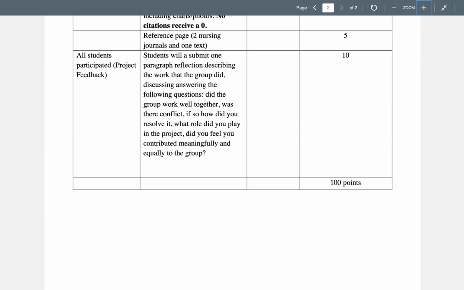What role did you play in the project? Were you the leader? Were you the researcher? Were you the one putting the PowerPoint together? Were you the one making sure that the citations are there? Were you the presenter? Were you the one doing the NCLEX questions? That sort of thing. Did you feel you contributed meaningfully and equally to the group, and how did you do that? That's going to be worth 10 points.